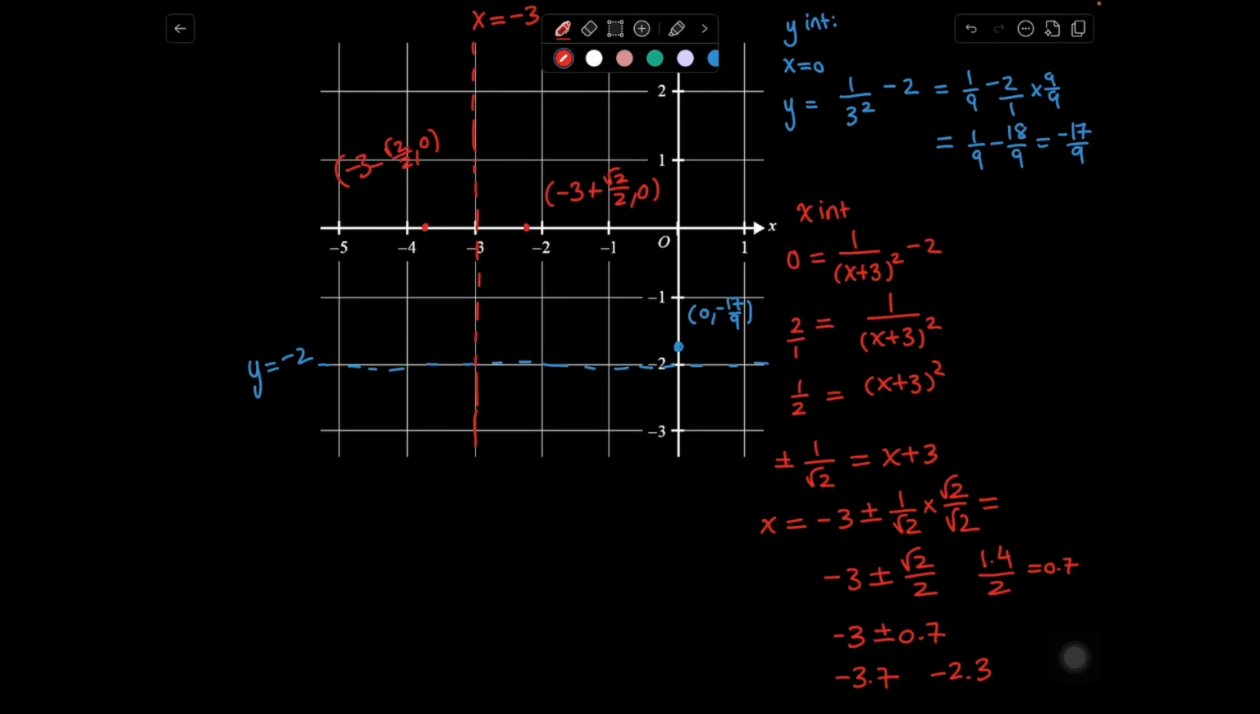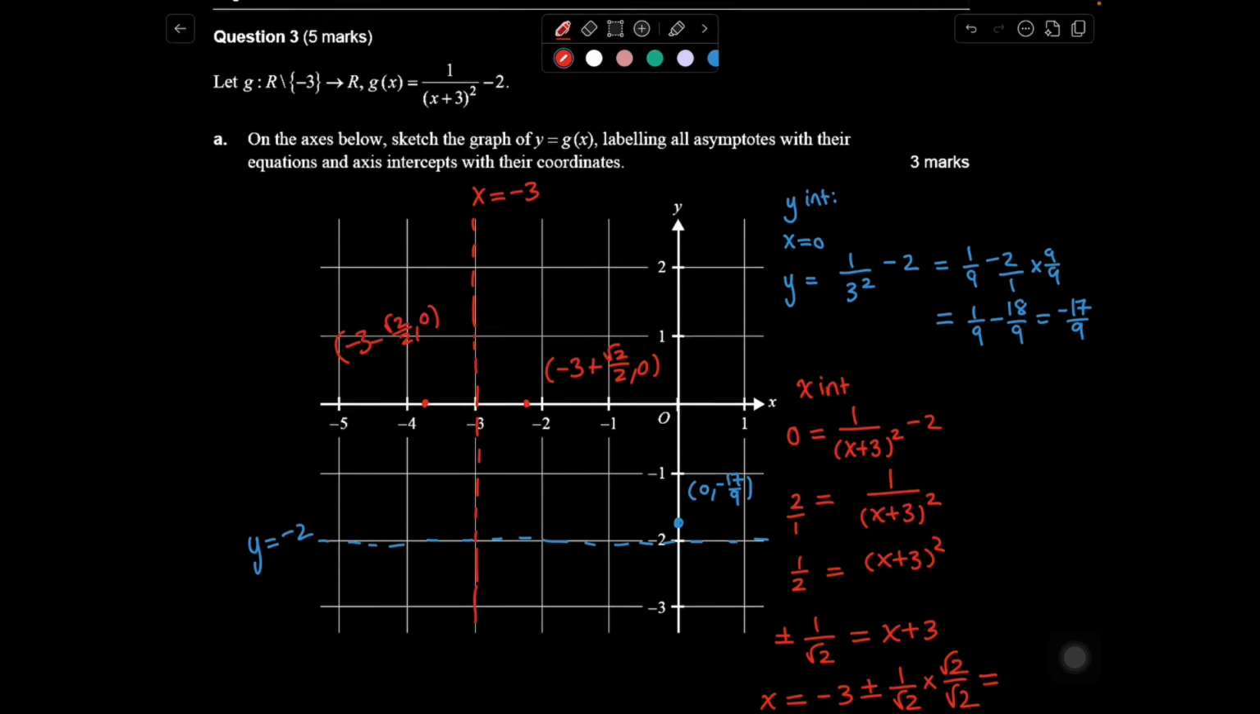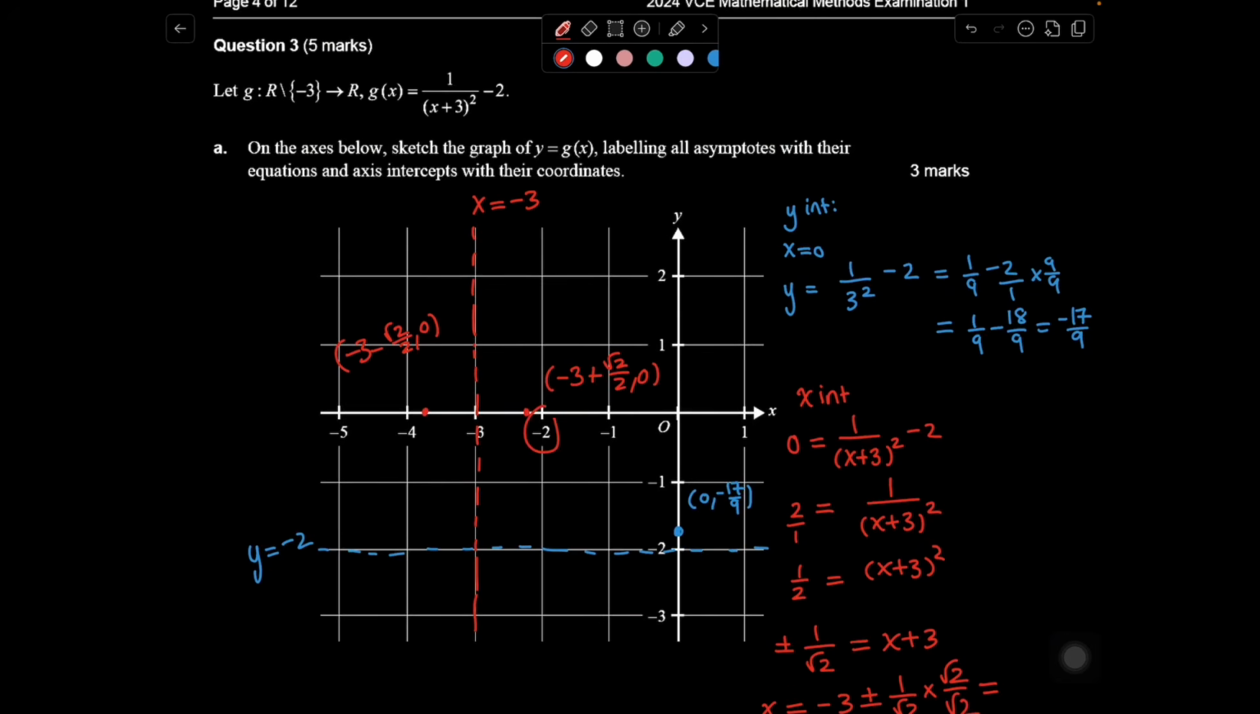Now that we've done that, it's important to find one more point so our graph is really accurate. An easy point to put in is x equals negative 2. If you put that into here, you can see how this bottom bit will be negative 2 plus 3, which is negative 1. When you square that, you'll get positive 1. 1 divided by 1 is just 1. And then you'll have 1 minus 2, which is negative 1. So we know at negative 2, our graph goes through negative 1. And by symmetry, it should go through negative 1 at negative 4 as well.